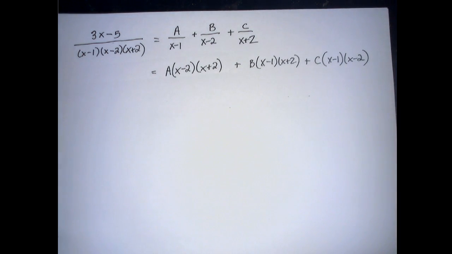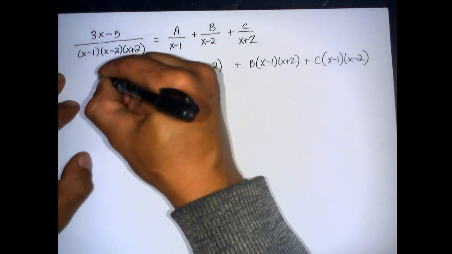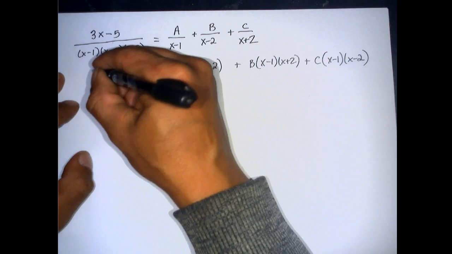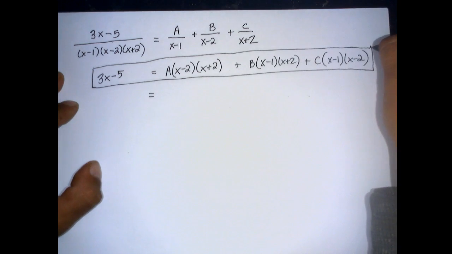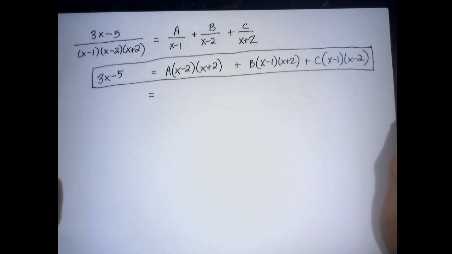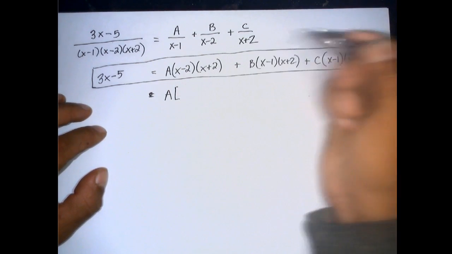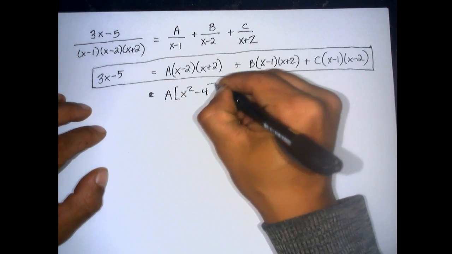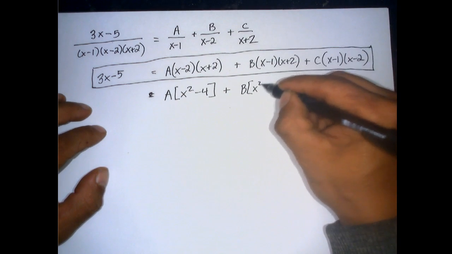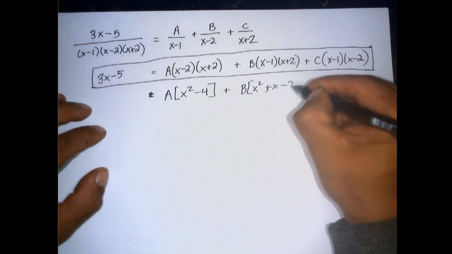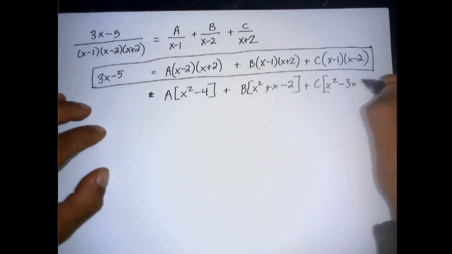Now for the hard part, foiling. But for the Heaviside method, you can use this equation. Okay, I want to do it the long way first. I guess I have a point to prove. (x minus 2)(x plus 2) is x squared minus 4. Plus B times (x squared plus x minus 2), since minus 2 plus 1 is plus x. Plus C times (x squared minus 3x plus 2).